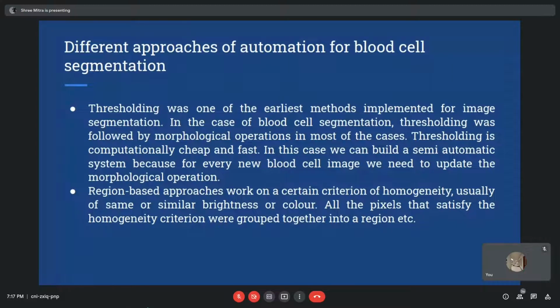Now, another approach, region-based approaches, work on a certain criterion of homogeneity, usually of same or similar brightness or colors. All the pixels that satisfy the homogeneity criterion are grouped together into a region.